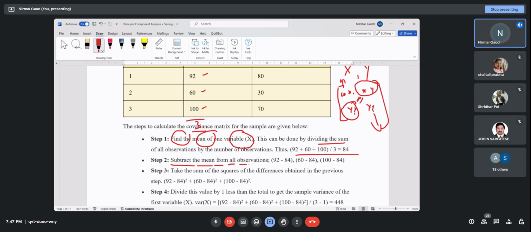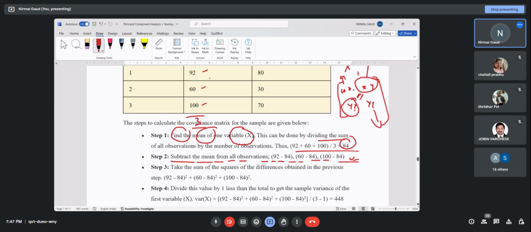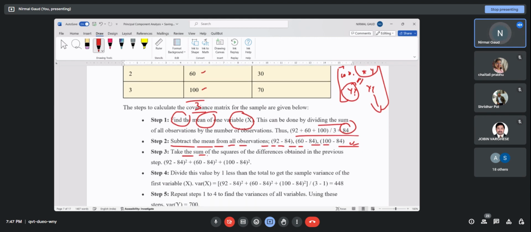सब्ट्रैक्ट द मीन फ्रॉम ऑल द ऑब्जर्वेशंस, ये वेरिएंस हो जाएगा. Subtracting the mean from all the values: 92 minus 84, 60 minus 84, 100 minus 84, ये variance है. Then take the sum of the squares of the differences obtained. So whatever results you are getting here, उन सबका square कर दो and take the sum of it. Squares and then take the sum. कर दिया.